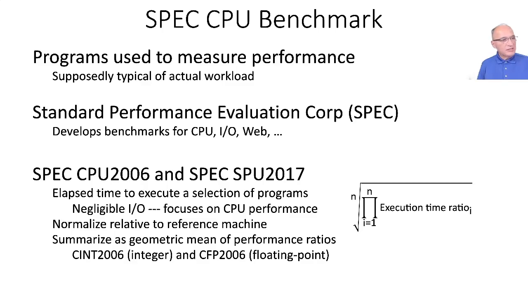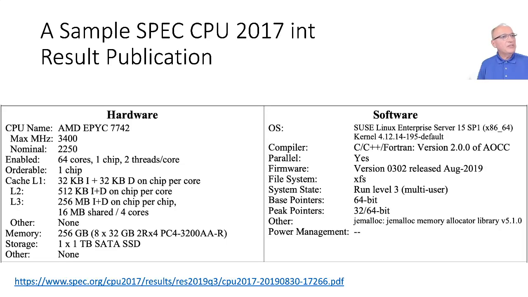In 2006, and again it will be the same thing in 2017, there is an integer and a floating point benchmark suite. And here I have a sample of SPEC. Again, there is a typo in the slide. I apologize for that. No, this is correct, actually. SPEC CPU 2017 int is a publication result, so there is the link there, and that illustrates to you how results are published in the SPEC benchmark suite.